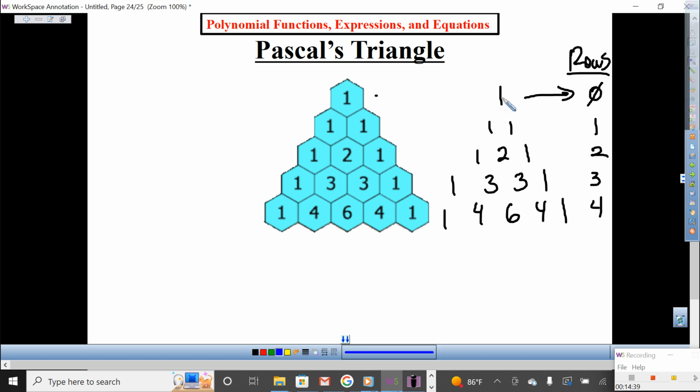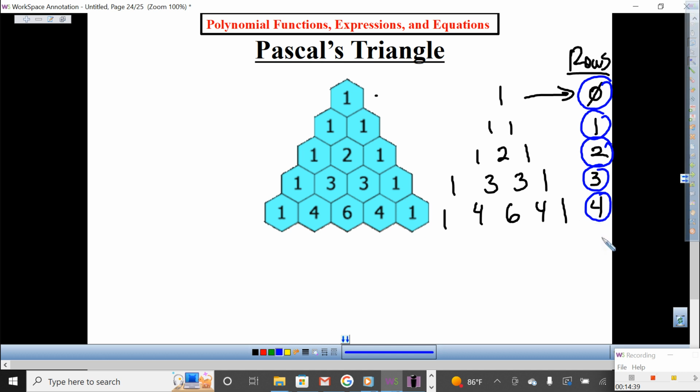It starts with the number 1, that's row 0. Now that we go from here, it grows to 1, 1, and this is known as row 1. This one starts with 1. You combine these to give us the middle spot, and then you ended with 1. This is row 2, this is row 3, and this is row 4. So far so good? All right.